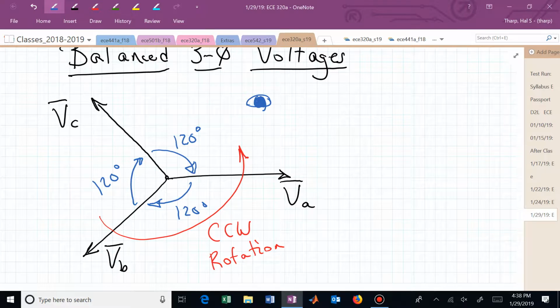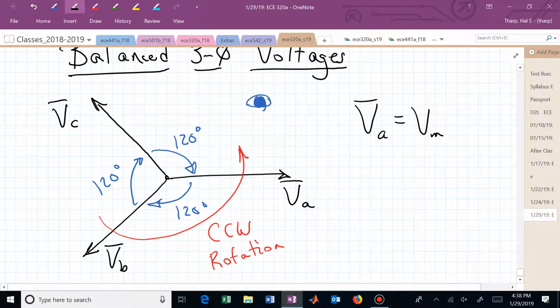Now as that's spinning around, we could say that the A phase is some magnitude, V sub M, at an angle of 0 degrees. So that V sub A was supposed to be flat at 0 degrees. And this is now called the A phase voltage.